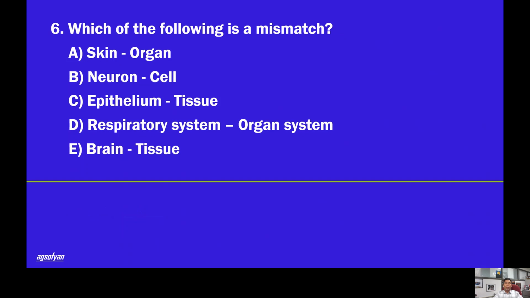Number 6. Which of the following is a mismatch? A. Skin, organ. B. Neuron, cell. C. Epithelium, tissue. D. Respiratory system, organ system. E. Brain, tissue. So choose your answer. Yeah, the answer should be E. Okay, because brain is not a tissue. Brain is an organ. So this is the one that is a mismatch, does not match.